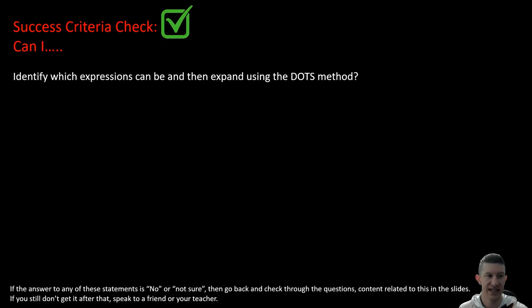Success check for this lesson. What I want you to ask yourself is, can I identify which expressions can be used, and then can I expand them using that dots method? So do you know what am I looking for to know if I can use the dots approach? And then if you've identified it, are you confident to be able to use the dots method, the a squared minus b squared, effectively? If the answer is yes, excellent, you've achieved the goal for today.